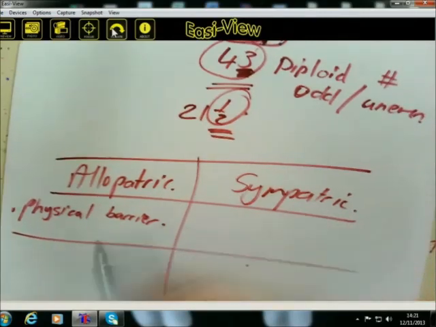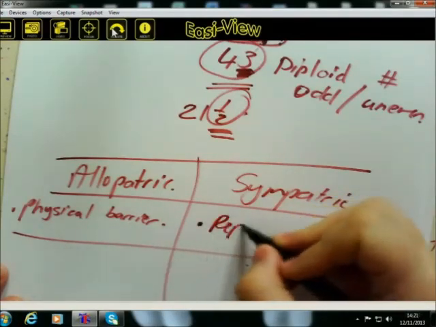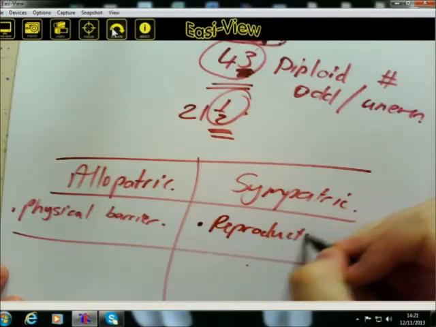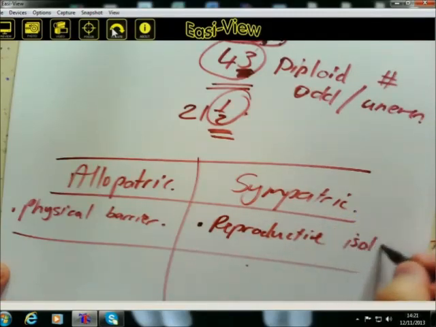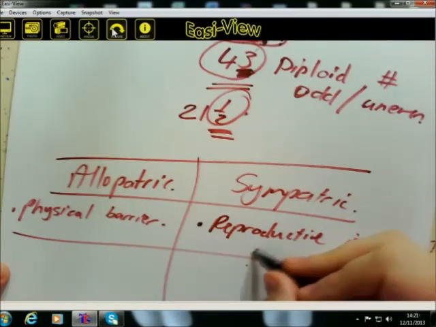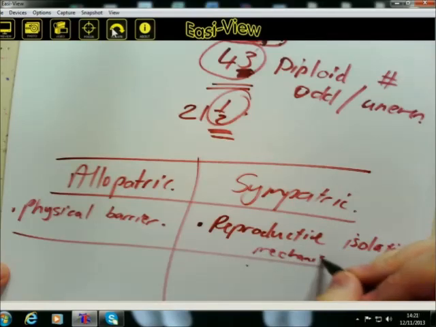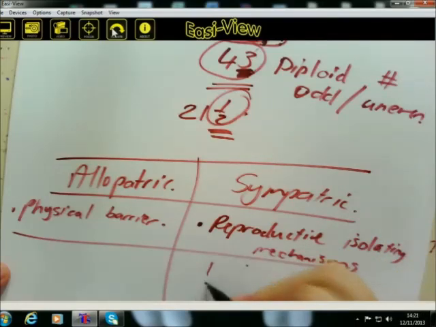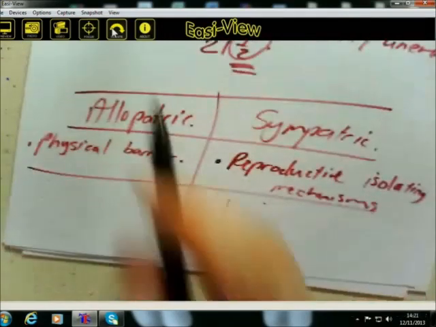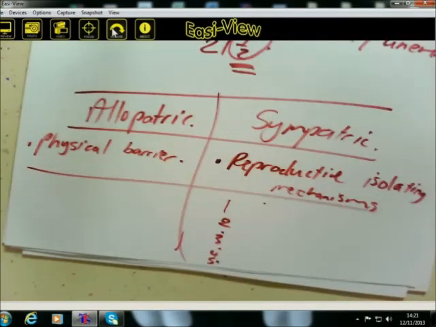Sympatric speciation doesn't have to do with a physical barrier, okay, it has to do with reproductive isolating mechanisms. And you can name for yourself the 5 that we have just explained over there.